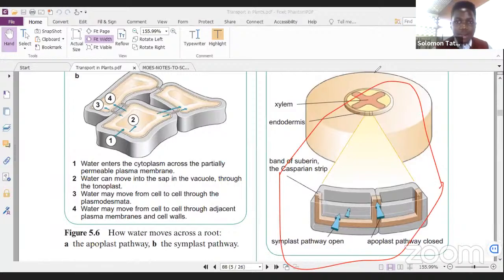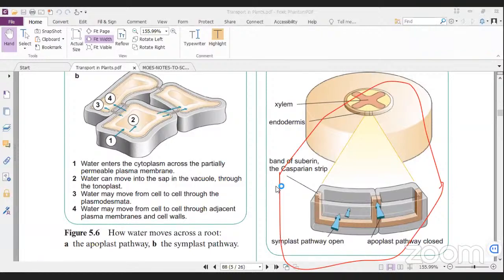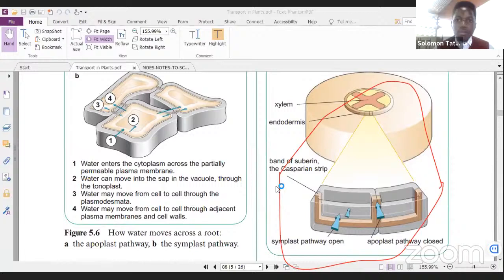Another one. What do you know about the Casparian strip? Amza says corky and impermeable structure in the epidermis. Daphne says, oh okay, she had a question. We shall answer that question later.